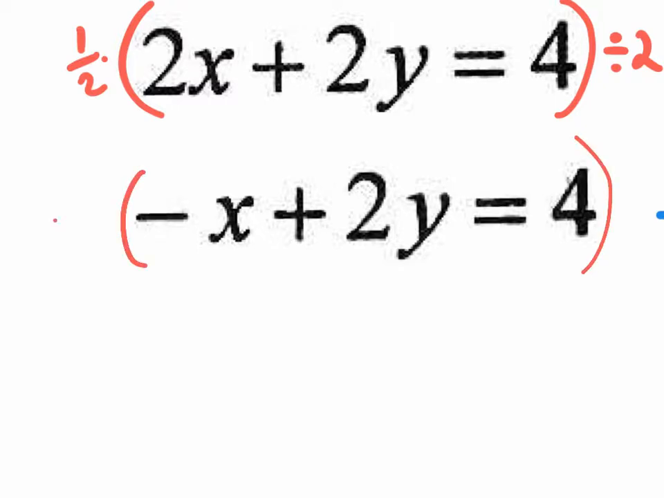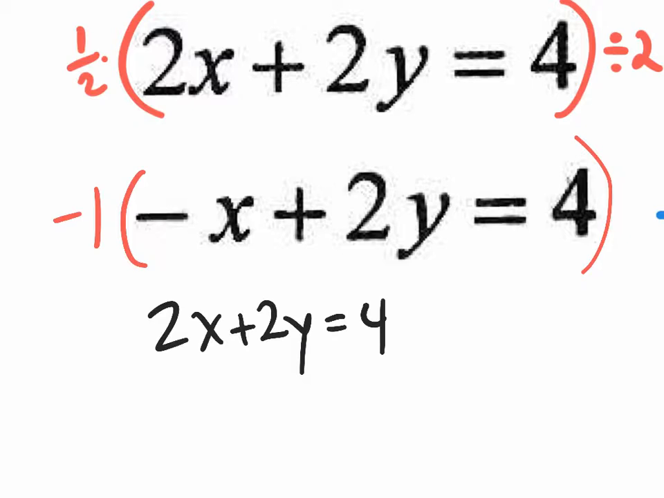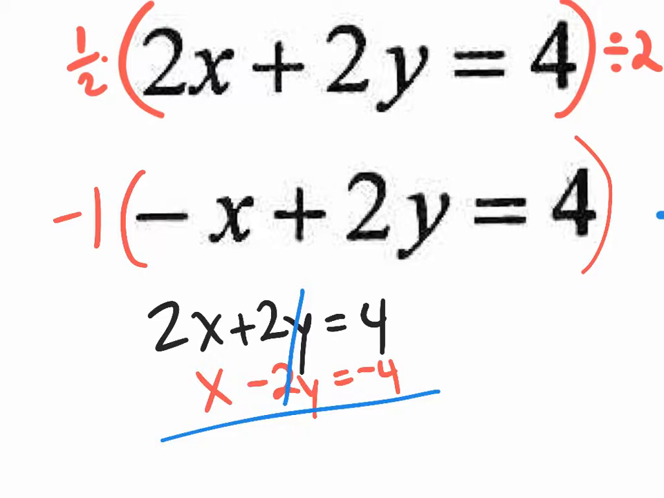If you multiply the bottom one by -1, then the top one's going to stay the same. I'm going to rewrite it: 2x plus 2y equals 4. The bottom one I'm going to change to positive x minus 2y equals -4. So if you like that, go for it. There are many roads to the same place. The 2y's cancel. 2x plus x is 3x. The equal sign comes down, zero is right there.